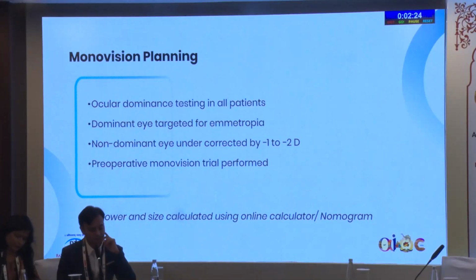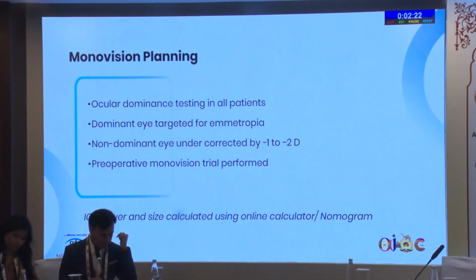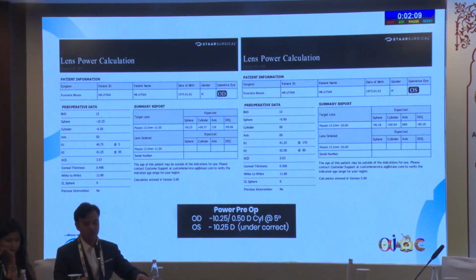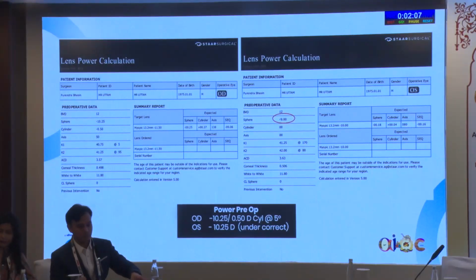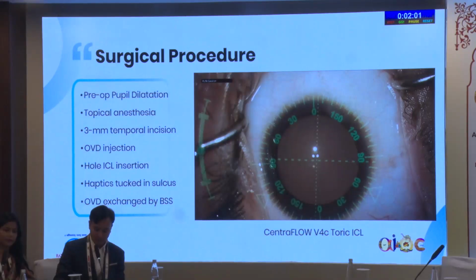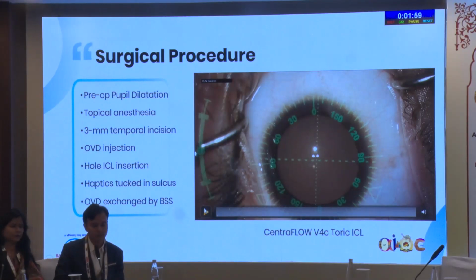The non-dominant eye was undercorrected by -1 to -2 diopter. ICL power and size were checked by the nomogram provided by the company. As you can see in this example, the patient has -10.25 diopters of myopia in both eyes. We undercorrected by 1.25 diopters in the left eye, and this is the surgery short clip.